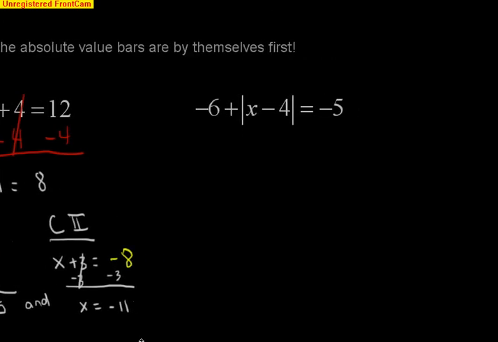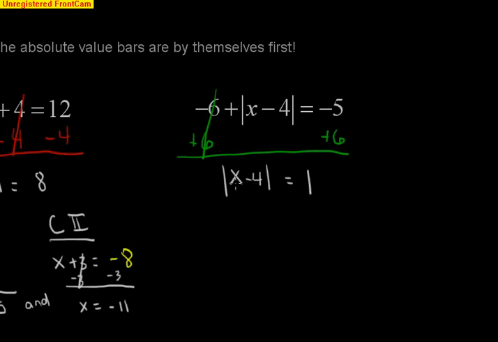The absolute value is not by itself. We're going to get rid of the 6 here by the inverse operation: I'm going to add 6 to both sides, and that'll get the absolute value by itself. So that'll cancel. We'll be left with |x - 4| is equal to 6 and negative 5, that's going to be positive 1.